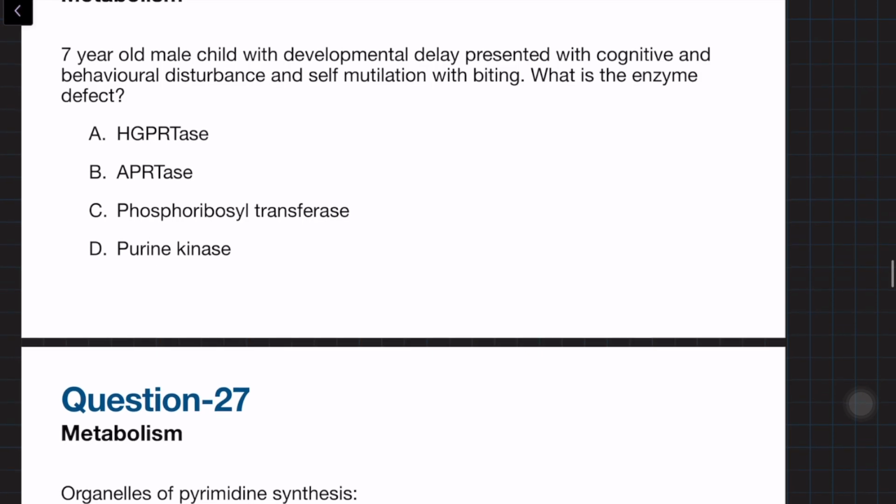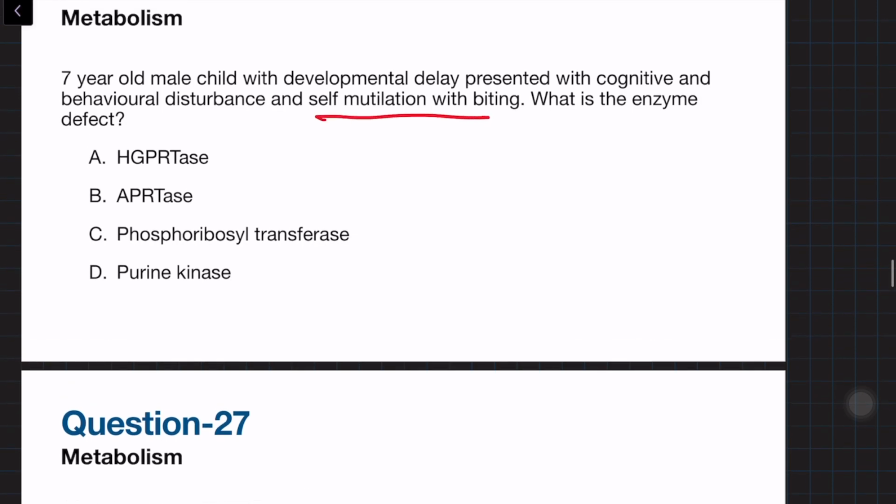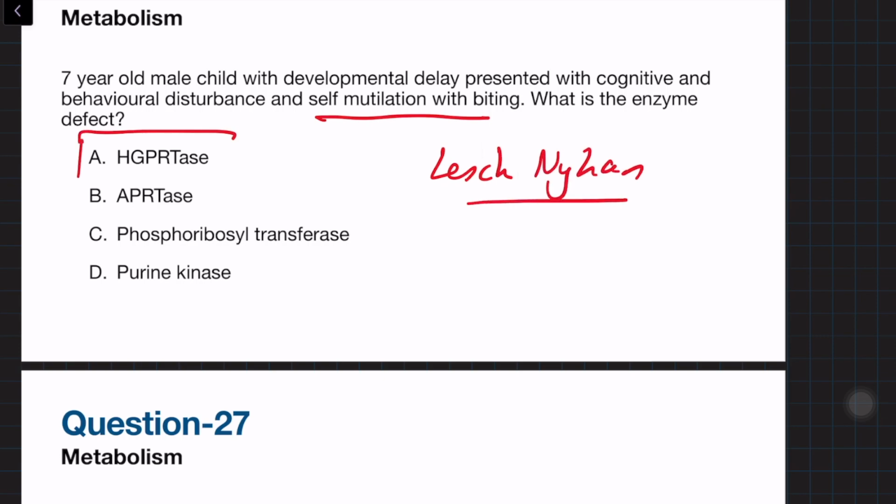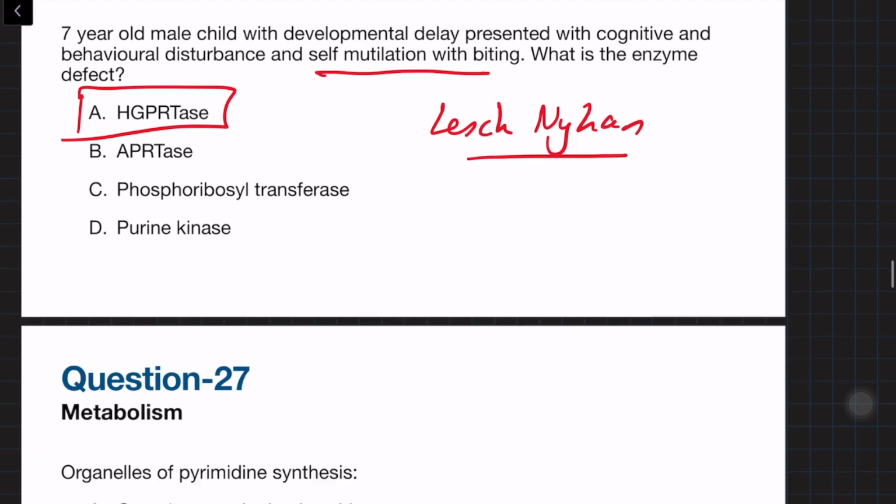Okay. Next question. 7-year-old male, self-mutilation with biting. So the answer would be Lesch-Nyhan. The clincher is biting, so just go for Lesch-Nyhan, and the enzyme defect is HGPRTase.